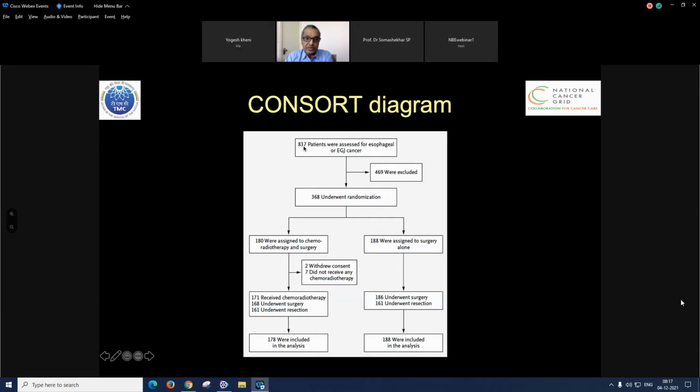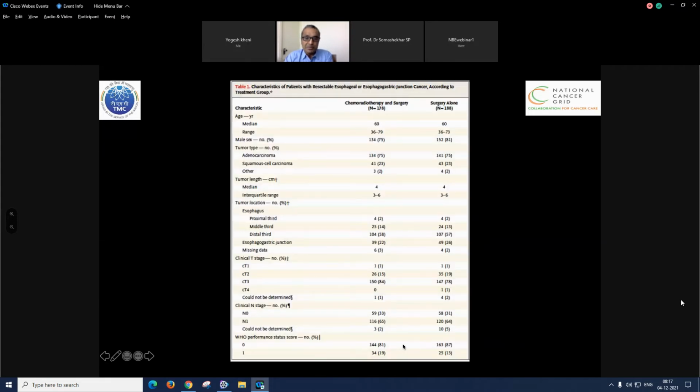Over 800 patients were assessed, out of which 370 underwent randomization, equal number in the chemoradiation and the surgery alone arm. And finally, 178 were included in the analysis in the chemoradiation followed by surgery, and 188 in the surgery alone arm. So this is a table which is standard in all randomized trials.